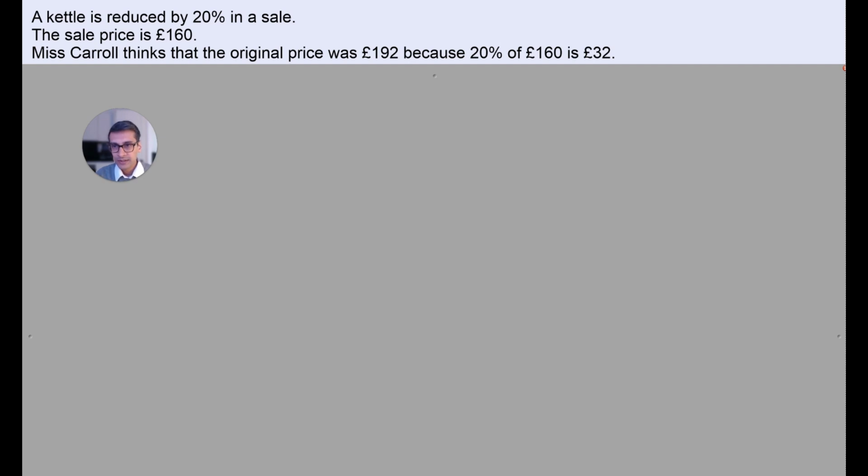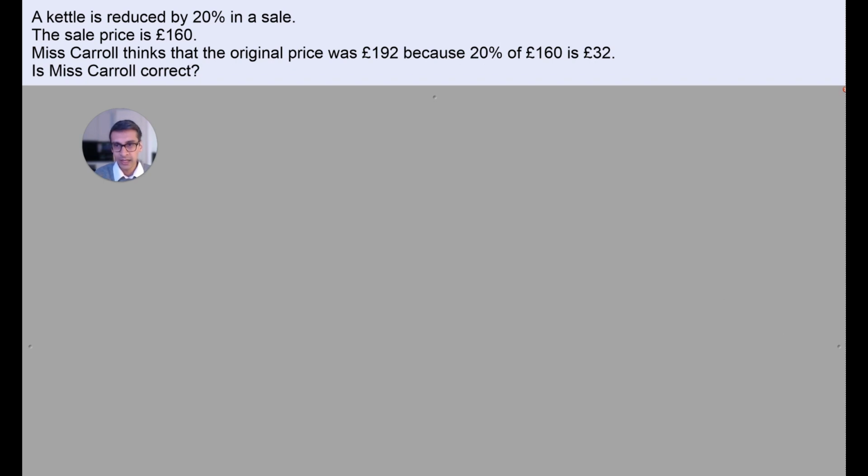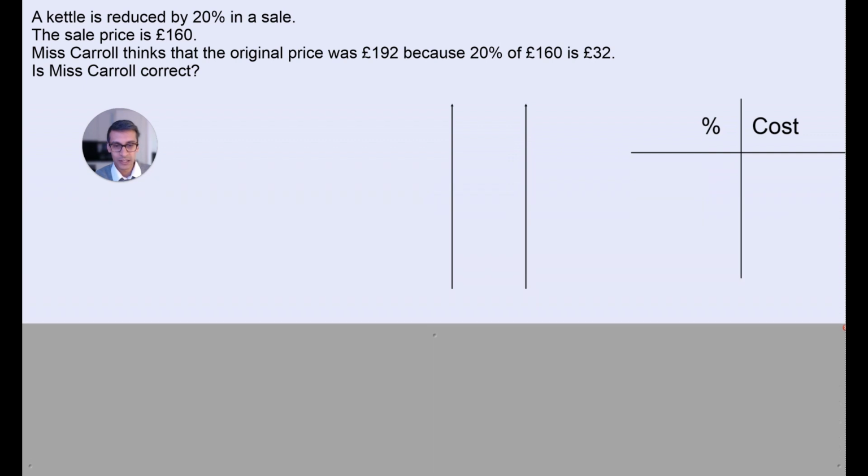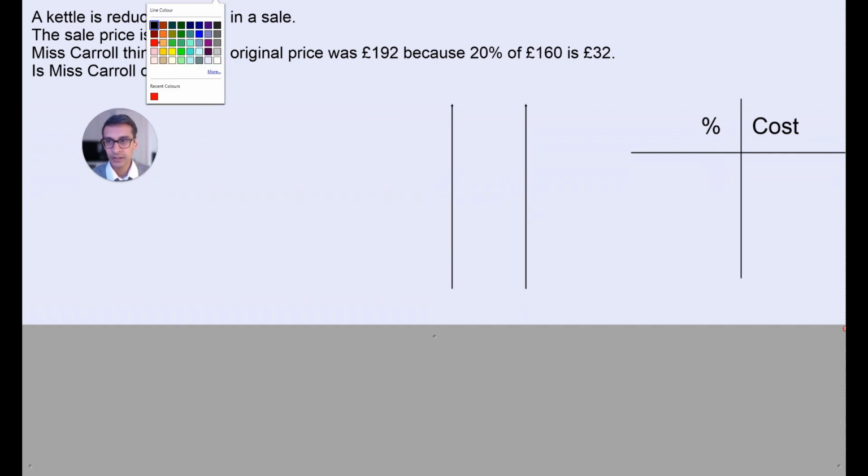So a kettle is reduced by 20% in a sale. The sale price is £160. Miss Carroll thinks that the original price was 192 because 20% of 160 is 32, and if you add that 32 back, you get 192. The question is, is Miss Carroll correct? Let's find out. Let's use the representation of the double number line to check this.